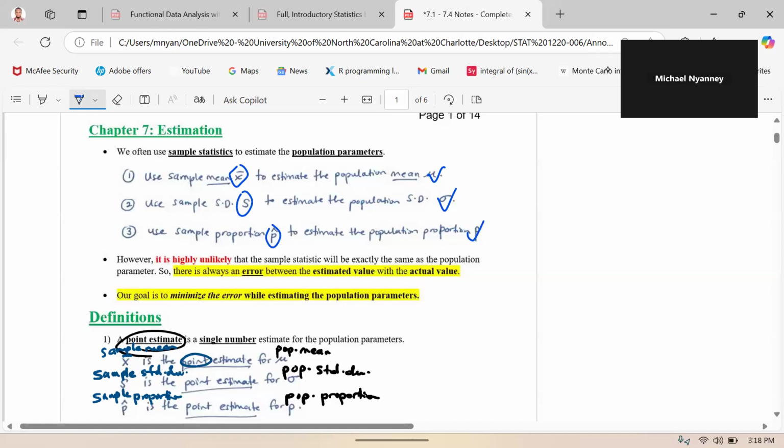However, it is highly likely that the sample statistics you've seen come with some kind of error. They might not give us the actual value that we want. There's always an error between the estimated value and the actual value. But our goal is to minimize the error while estimating the population parameters. So now we know what sample statistics are, and we know what population parameters are. We've actually listed them.